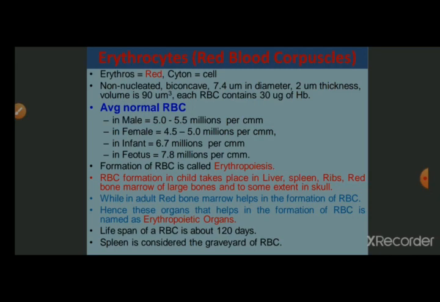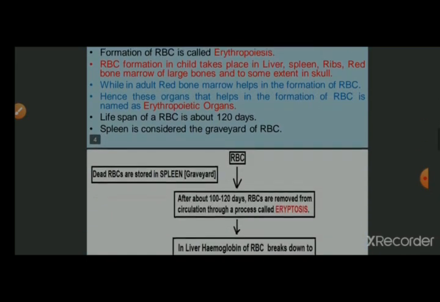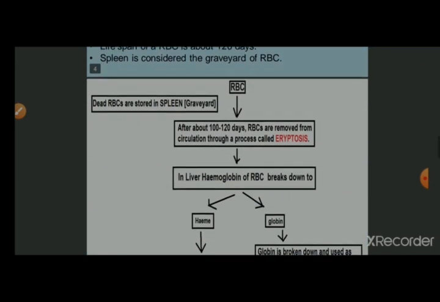Lifespan of RBC is 120 days, while the spleen is considered to be the graveyard of RBC because dead RBCs are stored there. The dead RBCs which are stored in the spleen are brought to the liver, and in the liver they are broken down into heme and globin. Heme and globin are the products that are formed after the breaking of hemoglobin in the liver. The removal of RBC from the circulation is known as eryptosis. So eryptosis takes place in the liver.